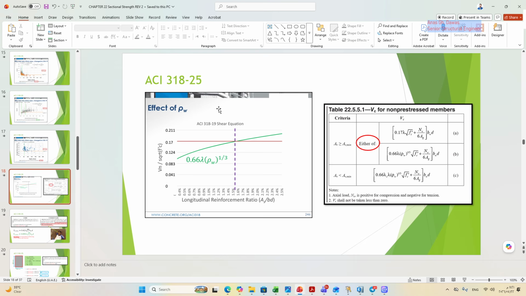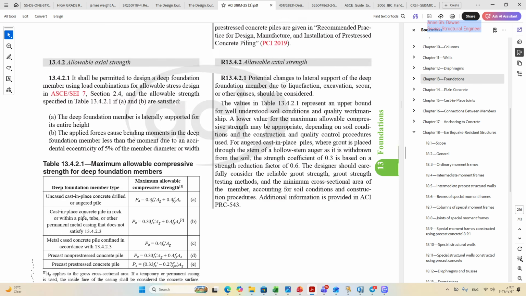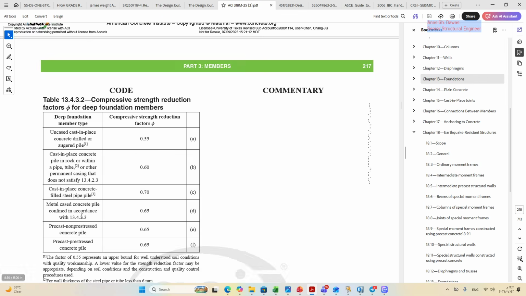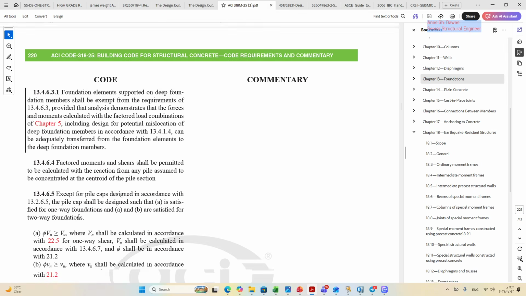So in ACI 318-19, if I would like to use equation A, I have to provide minimum shear reinforcement. But now in ACI 318-25, you can use it directly. But again, this is for in-plane shear strength. For loads other than out-of-plane lateral earth pressure, basement walls shall satisfy applicable provisions of Chapter 11. Also for piles, we have a good change in the code. I will show you. Yes, this is for piles.